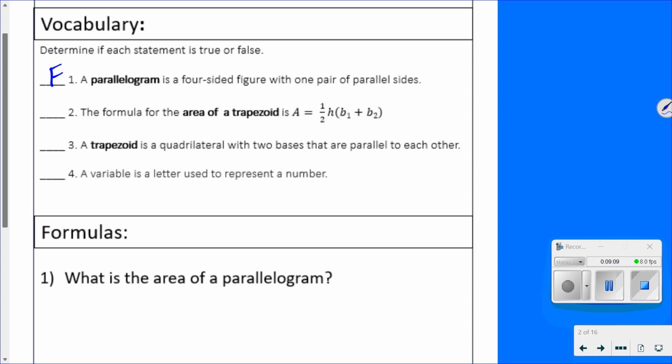What is wrong with this statement? Ethan. Yes, it is 2 pairs. 2 pairs of parallel sides.